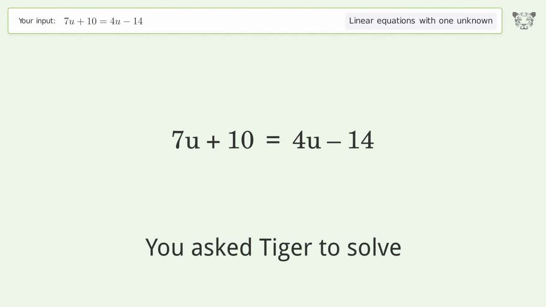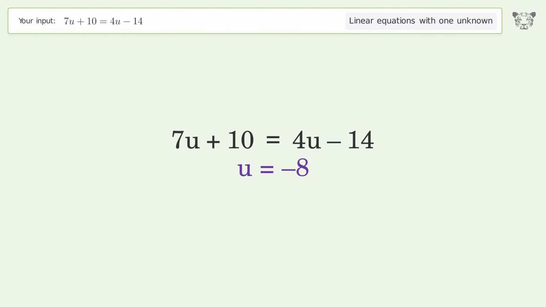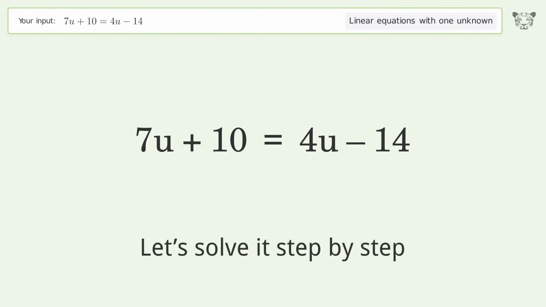You ask Tiger to solve. This deals with linear equations with one unknown. The final result is u equals -8. Let's solve it step by step.